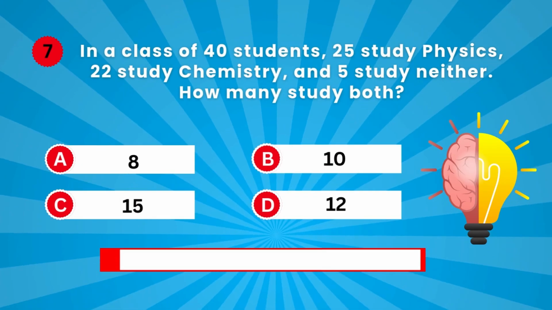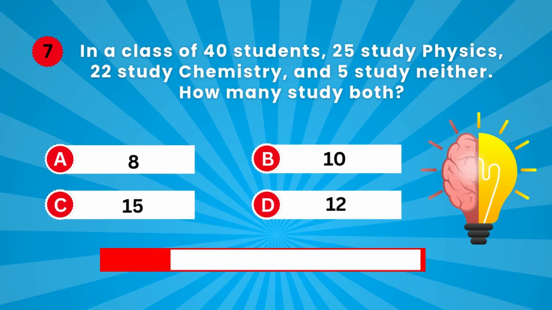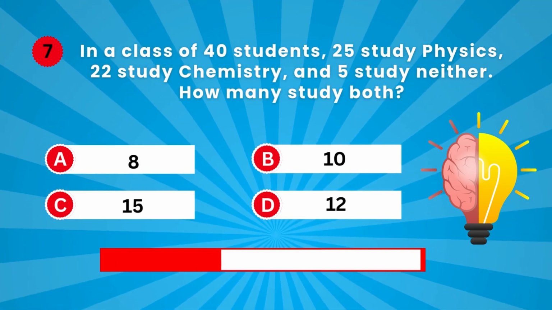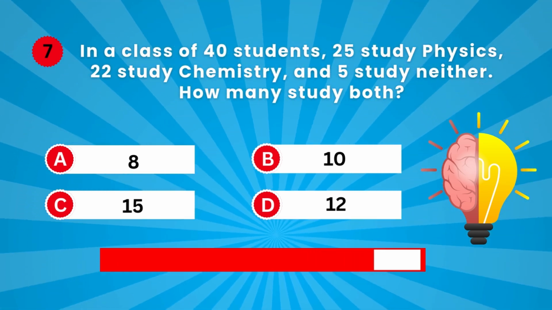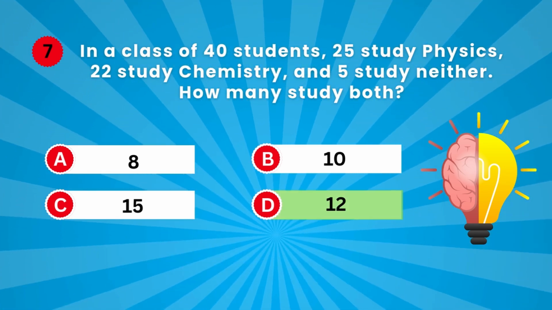In a class of 40 students, 25 study physics, 22 study chemistry, and 5 study neither. How many study both? 12.